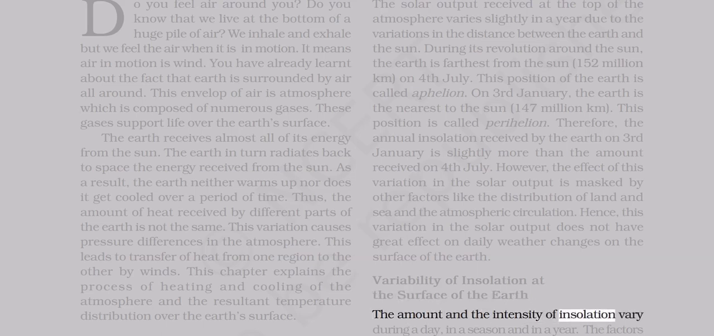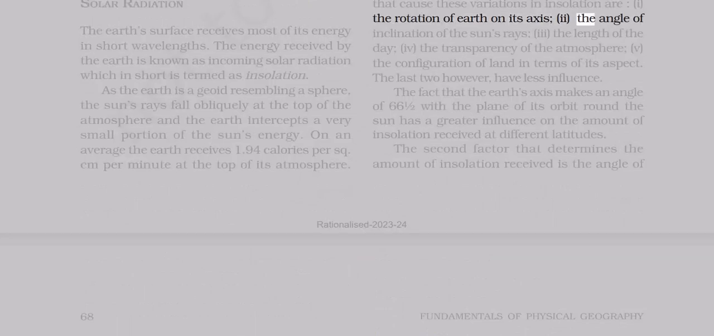Variability of insolation at the surface of the Earth. The amount and the intensity of insolation vary during a day, in a season, and in a year. The factors that cause these variations in insolation are: 1. The rotation of Earth on its axis, 2. The angle of inclination of the sun's rays, 3. The length of the day, 4. The transparency of the atmosphere, 5. The configuration of land in terms of its aspect. The last two, however, have less influence.